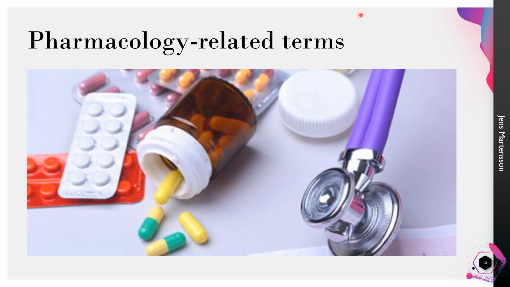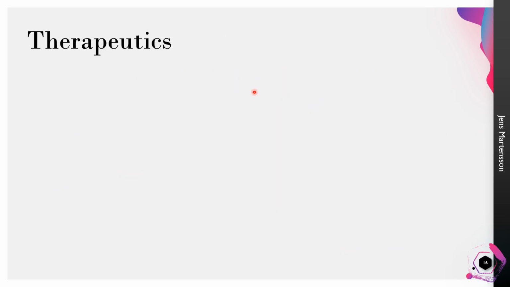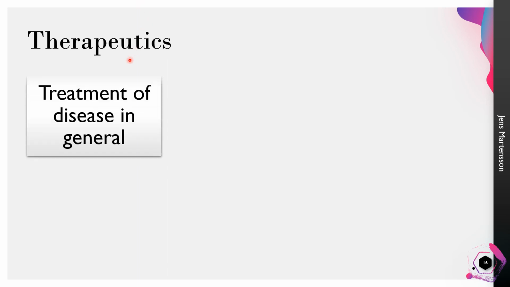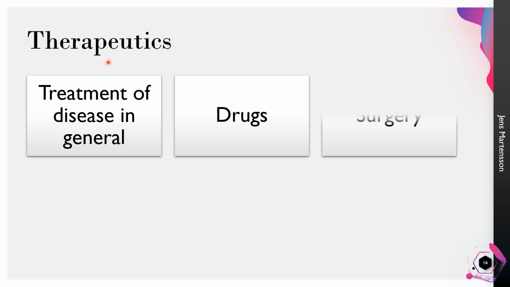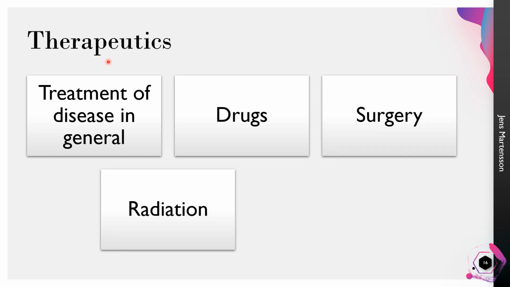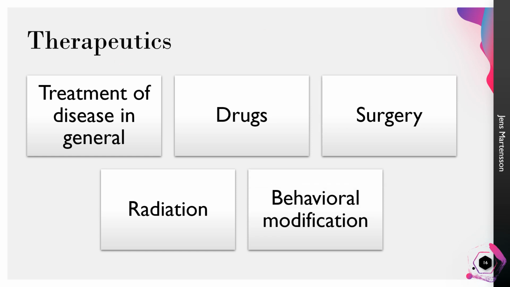The next are the different pharmacology-related terms. The first term related to pharmacology is therapeutics. When we say therapeutics, that is a term describing the treatment of disease in general and includes the use of drugs, surgery, radiation, behavioral modification, and other modalities.